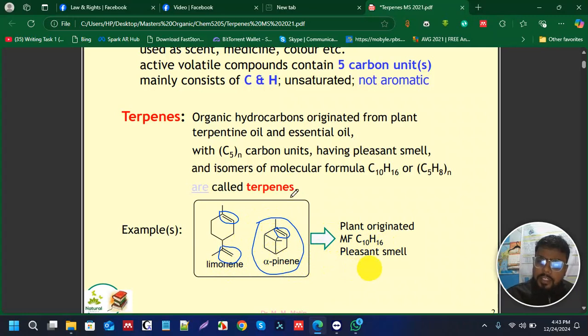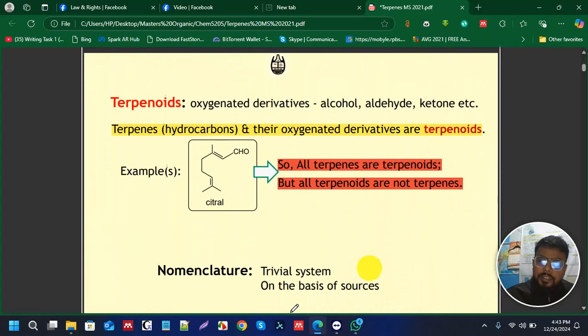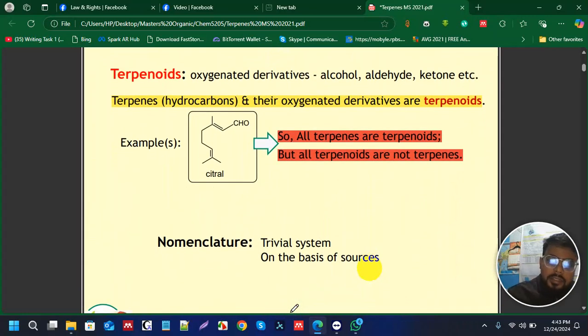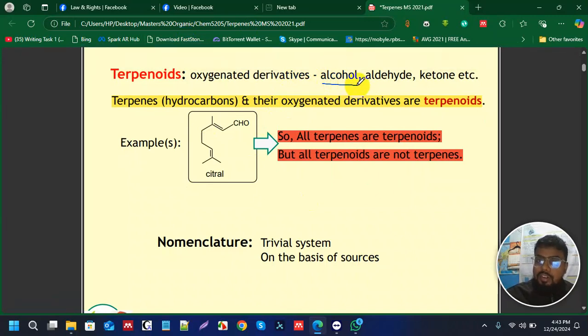And the next one is called terpenoids. Terpenoids means the compounds or natural products which are oxygenated derivatives of terpenes. For example, alcohol is an oxygenated compound or derivative of terpene, or aldehyde or ketone. Terpenes are organic hydrocarbons, and their oxygenated derivatives are terpenoids.